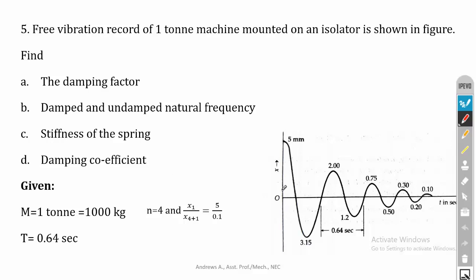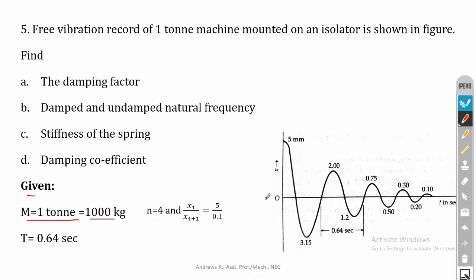So this is the given plot. This is a time domain plot. The x-axis is time and the y-axis is amplitude. Okay, so this is the given data, so we'll write the given. The mass is given, that is 1 ton. So convert the ton into kilograms. 1 ton is equal to 1000 kg.